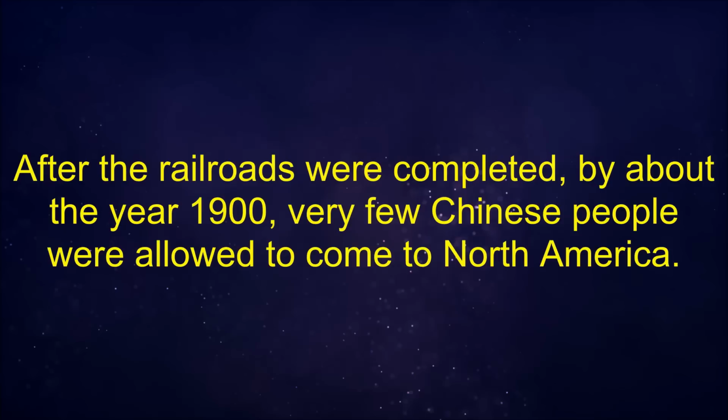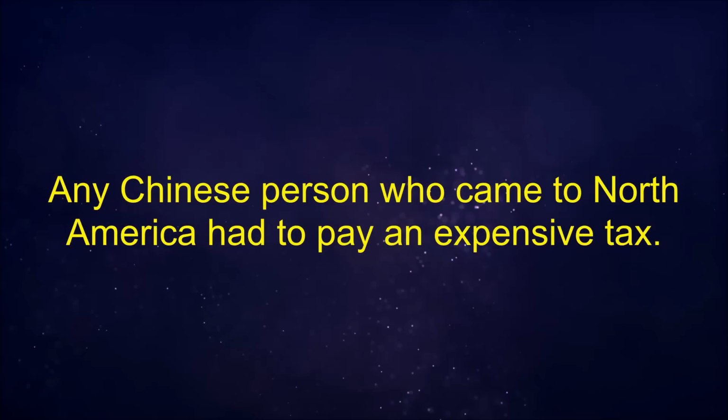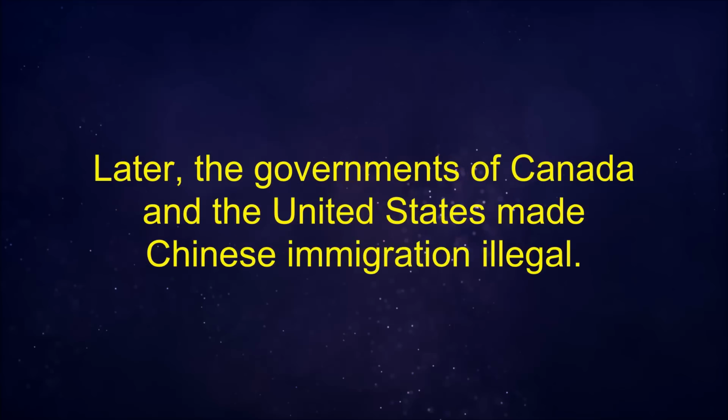After the railroads were completed, by about the year 1900, very few Chinese people were allowed to come to North America. Most people in Canada and the United States were not familiar with Chinese people and did not want strangers to come to their countries. Any Chinese person who came to North America had to pay an expensive tax. This made it difficult for Chinese men to bring their wives and families to join them in North America. Later, the governments of Canada and the United States made Chinese immigration illegal.